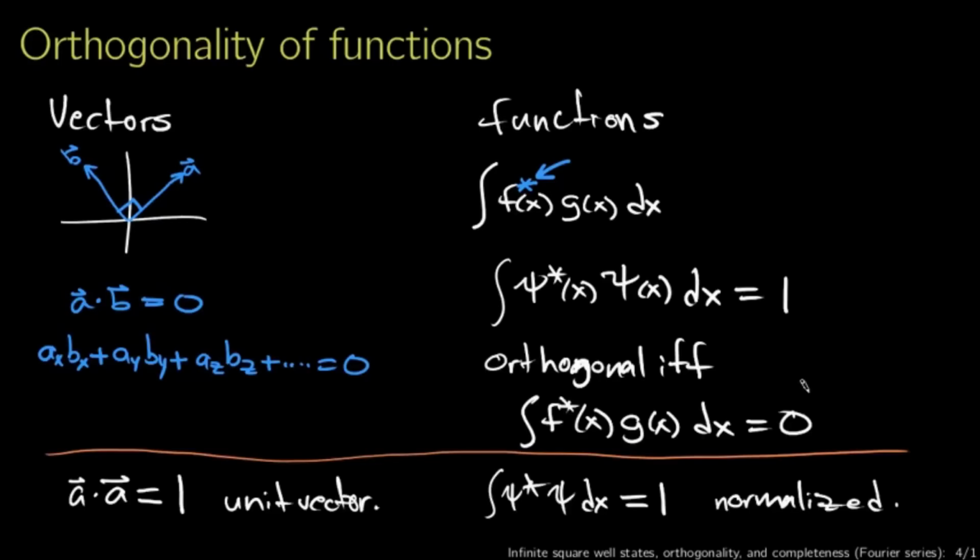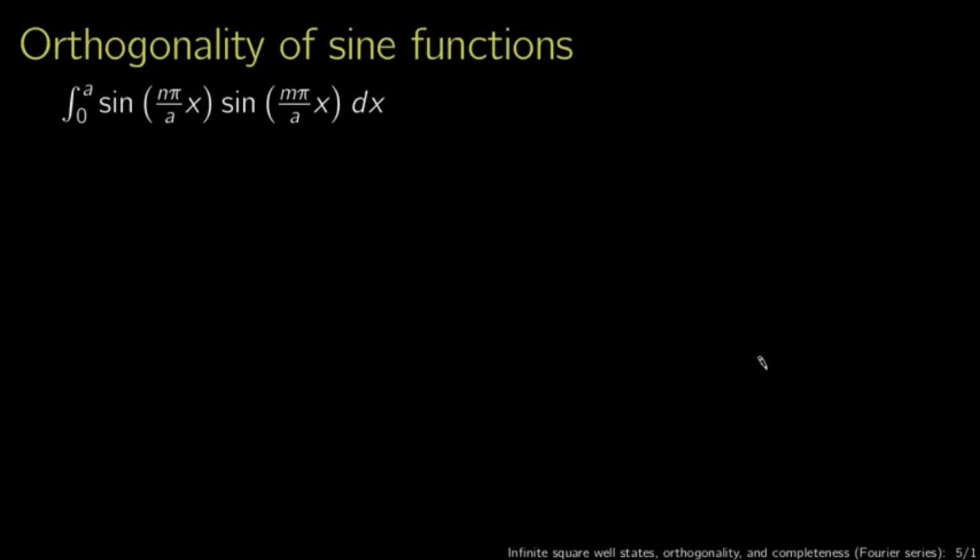In the case of the particle in a box, or the infinite square well potential, we got sine functions. So what does this actually look like in real life? Well, sine functions obey an orthogonality condition, and this is the orthogonality integral. Now I'm just going between 0 and a, and I have the sine of n pi over a times x, sine of m pi over a times x. And right now I'm going to stipulate that m is not equal to n. You'll see where this comes in later.